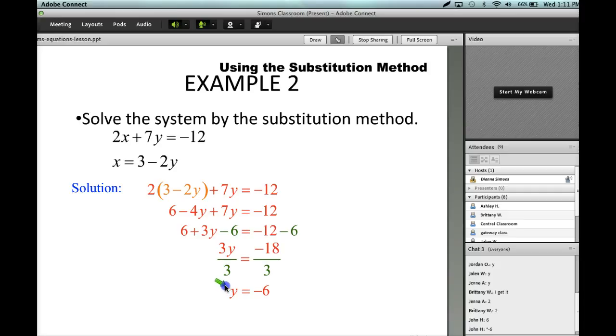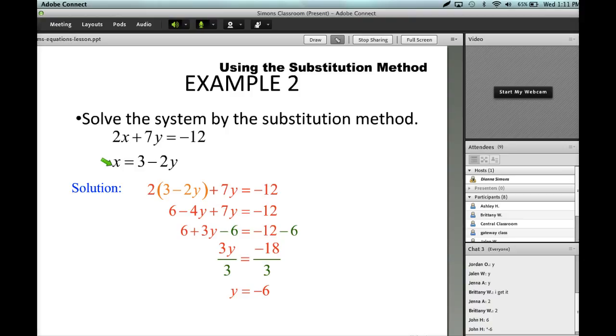Again, making this easy on yourself, which one of these two equations do you want to put that negative 6 into? The top one or the bottom one? Which one looks easier? The bottom. If I put negative 6 in here, I can solve for x. Piece of cake, right? So put negative 6 into that second equation. What do you get for x?